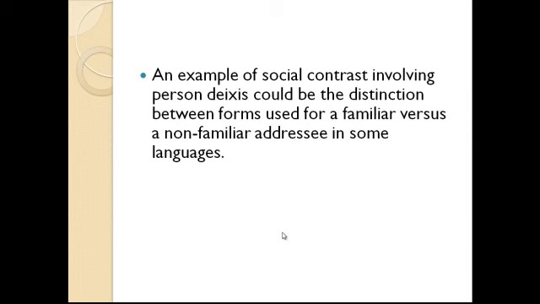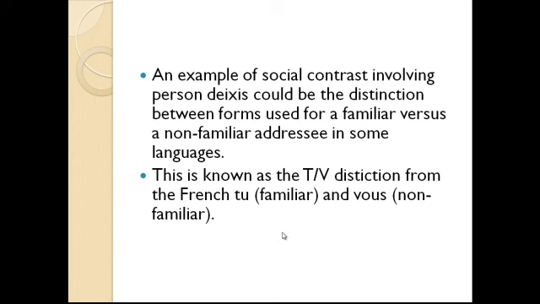What we're saying here is there are situations in some languages where there are certain forms that are going to be used if you're talking to a person that you're familiar with, and that other forms are going to be used for persons that you're not familiar with. This is known as the TV distinction. This phrasing, TV distinction, is emanating from the French tu, which is a pronoun used to refer to people that you're familiar with, and vous, which again is a pronoun, but used in the case where you're not familiar with the person that you're talking to.